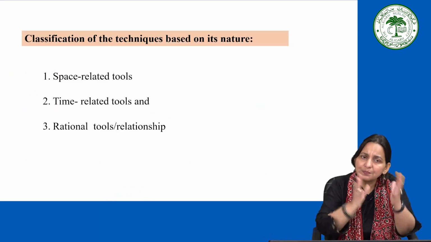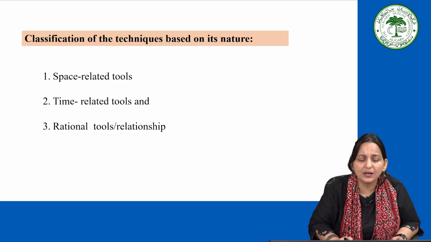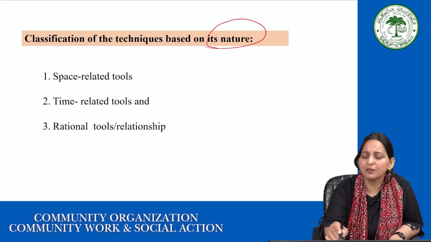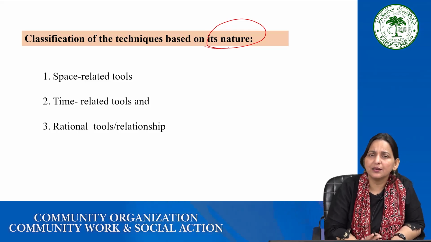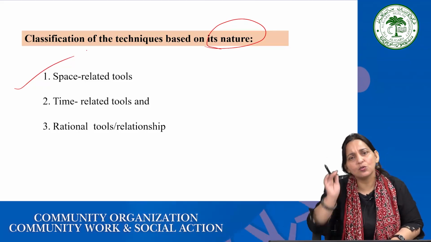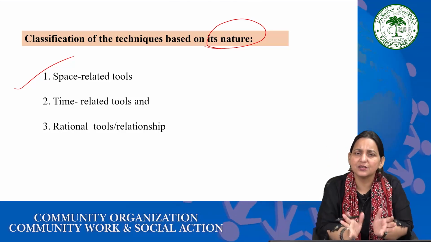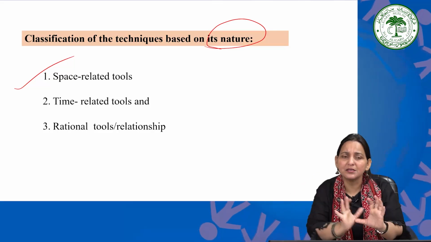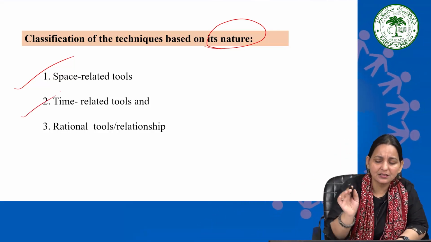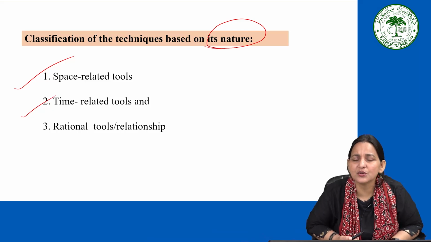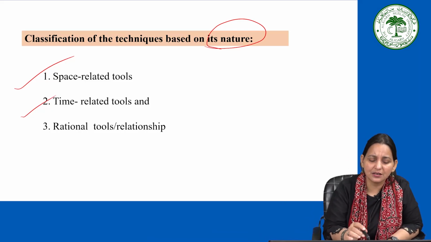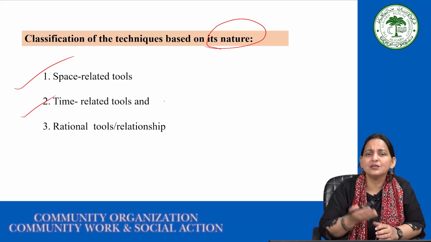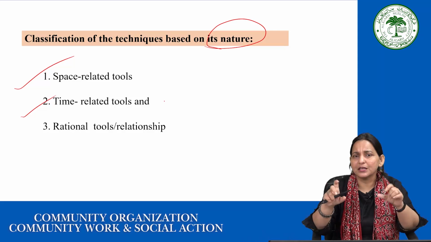The next aspect through which we classify the techniques and tools of the PRA is based on its nature. Whether the PRA technique is about space related tools, so all kinds of mapping come under that: transit walk, social mapping, resource mapping, topical mapping. A lot of types of mobility mapping come under the space related tools. The next type of classification is the time related tools, like the seasonality diagram, timeline, and daily calendar, which relate to the time aspect, right?